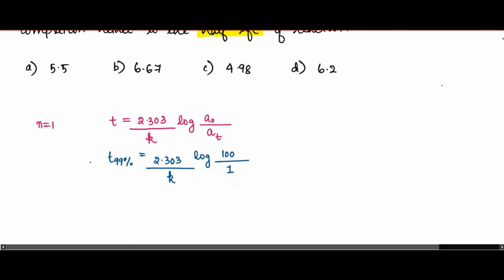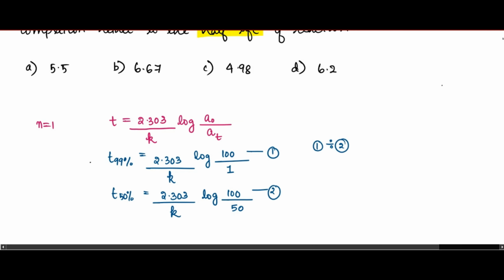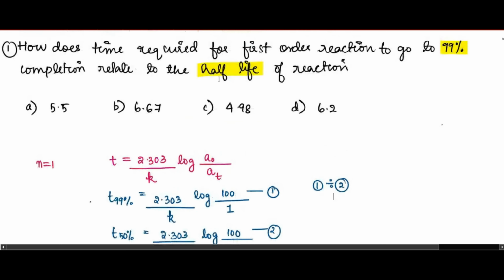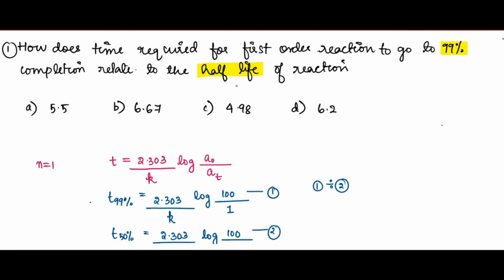Similarly, write T50%. What would be T50%? T50% is equal to 2.303 by K log of initial concentration, taking 100, after 50% completion you will have only 50 remaining. So this is 1, this is 2. If you divide 1 by 2, what is the answer they have asked? T99% and half-life related.